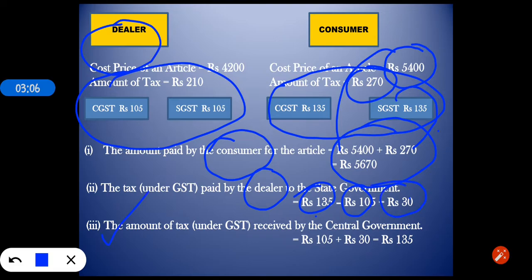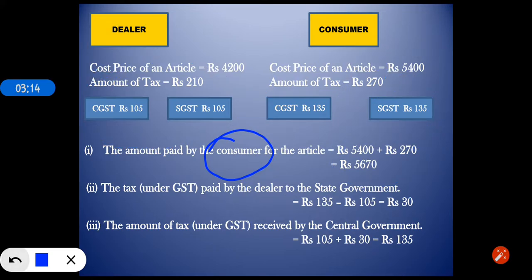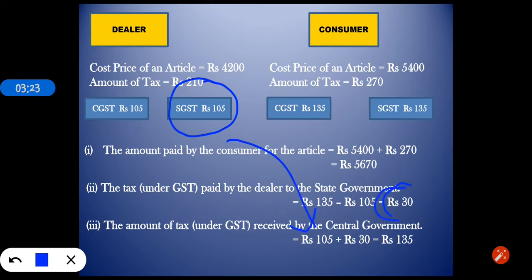Now sub number 3, the amount of tax under GST received by the central government. In the first case, the central government will receive 105, and in the second case, the central government receives 30 rupees. So when I add these two, I'll get 135. This is the total tax received by the central government in this overall transaction.